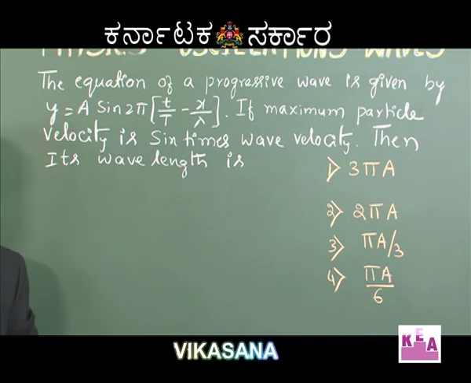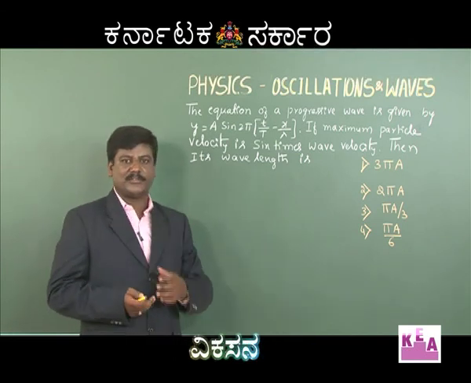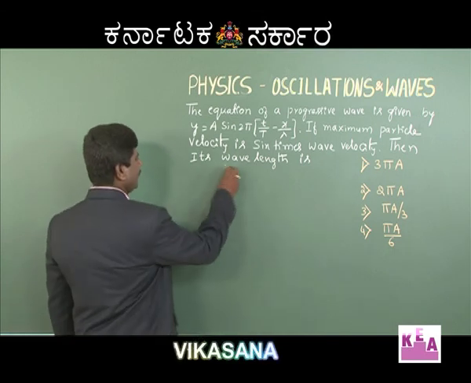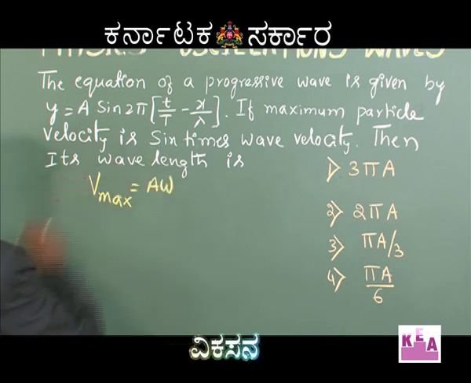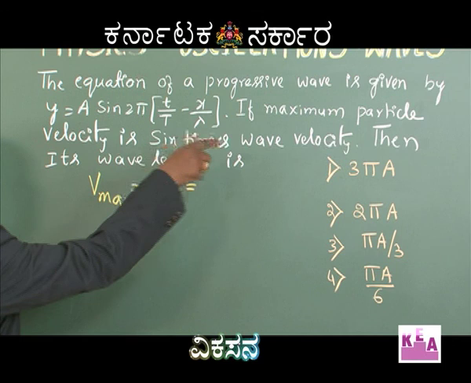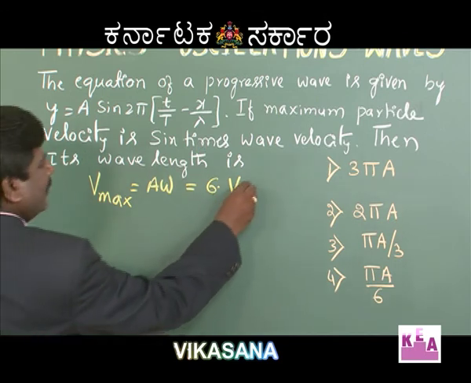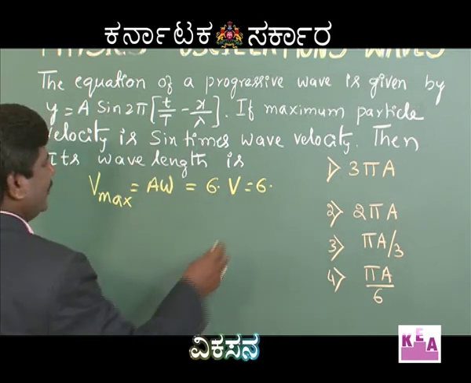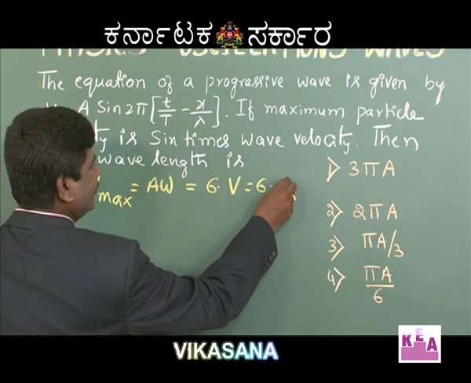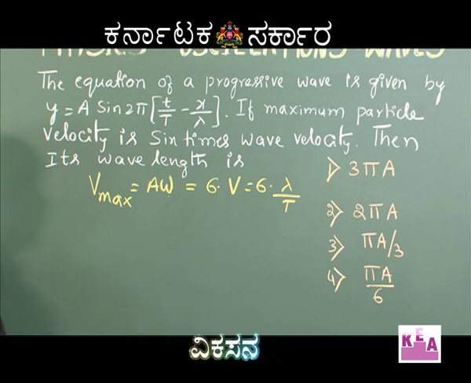So we know that particle velocity is different from wave velocity. In the concept of oscillation, we know the formula for maximum velocity: V maximum is equal to a omega. That is equal to 6 times the wave velocity, 6 into wave velocity denoted by V, but wave velocity is given by f lambda. That can be denoted in terms of period also, that is lambda divided by capital T. But omega is angular frequency, that is equal to 2 pi by T.